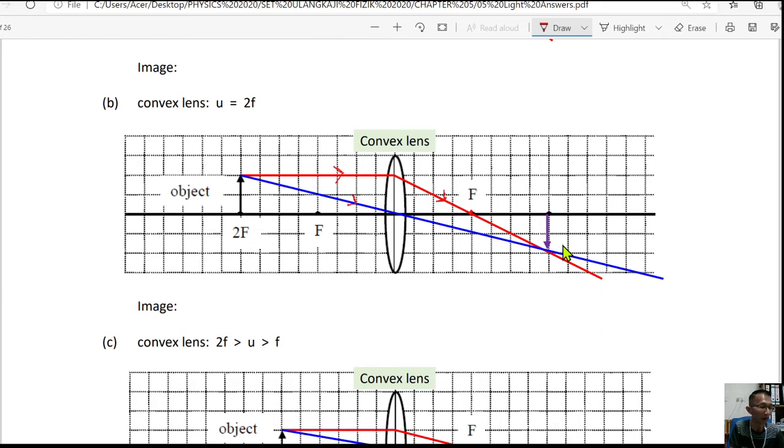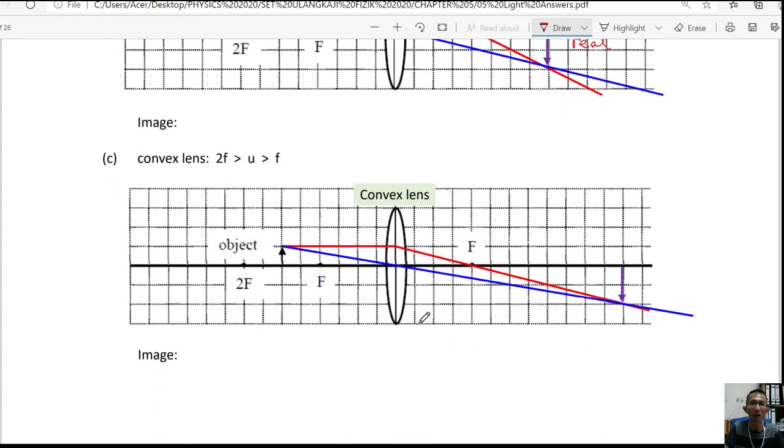The size, two boxes. Here also two boxes, so the size must be the same size. Real or virtual? The image is on the other side, so this image must be real. Alright, we go to C now.